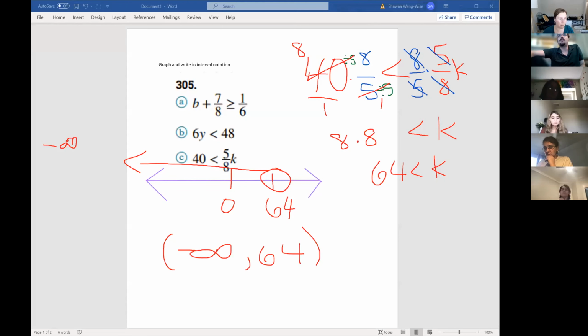So wouldn't the arrow go right? 64 is less than K. Oh, you're right. Oh my gosh. I'm trying too hard to rush because I know we're low on time. You're right. If 64 is less than K, then it should go to the right.